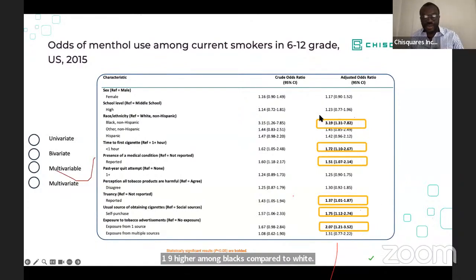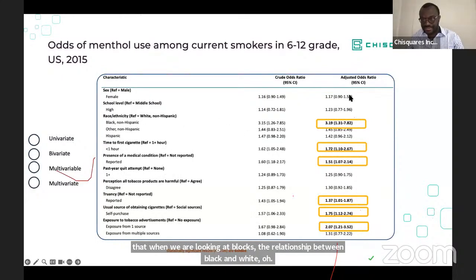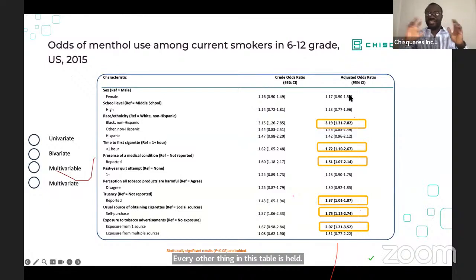constant. So that means that when we're looking at blacks, the relationship between black and white, every other thing in this table is held constant. And what do we mean held constant? We mean that we are strapping them in their seats.